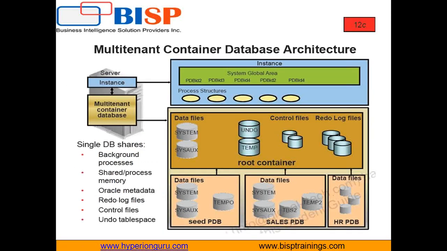In Oracle Database 12c, you always have one root container. Root container means one root database is there. So this is the root container and these are your PDB databases. The main difference is that there is one database, and under that database you have multiple databases: the seed PDB, sales PDB, and HR PDB. I will explain what these are in detail.